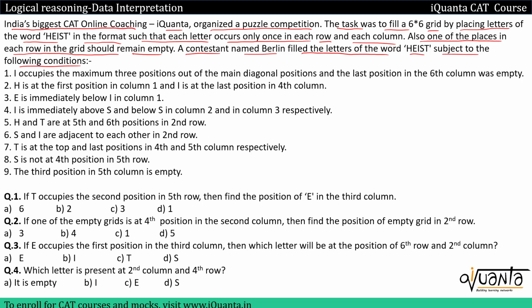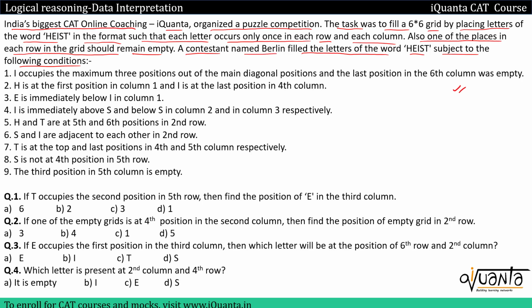So the situation is clear. We have a 6x6 grid. The word heist has to be filled in this grid. One letter should appear only once in each row and each column. Also, in every row there must be one place that should be vacant. We have been given the rules over here on how to fill the matrix.